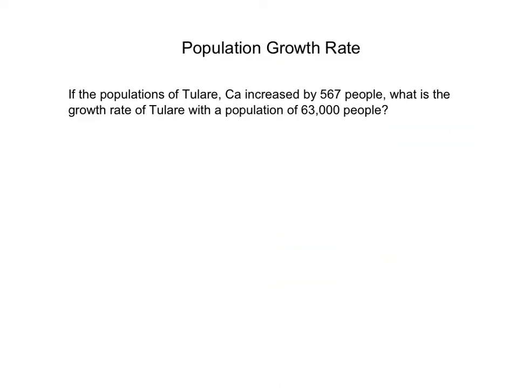Alright, so now I'm going to let you guys try this one. This is the actual population growth rate of Tulare. So in 1 year, Tulare increased by 567 people. The total population of Tulare is roughly 63,000 people. Let's see if you can figure out what the population growth rate of Tulare is as a percent. Alright, hopefully you remember that the formula for population growth rate is the population growth divided by the total population.